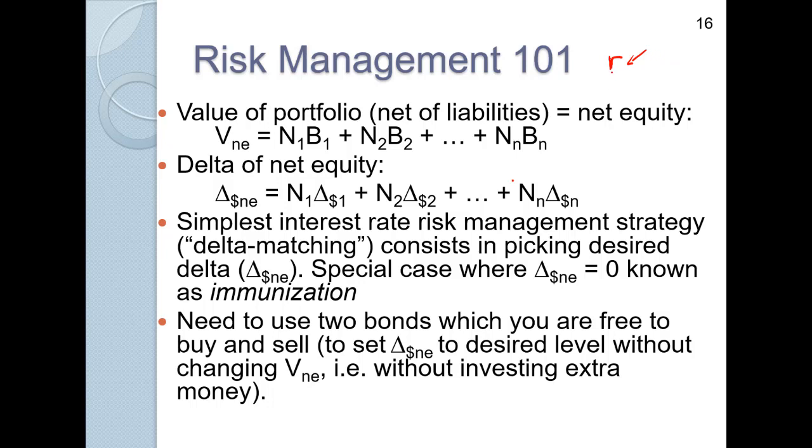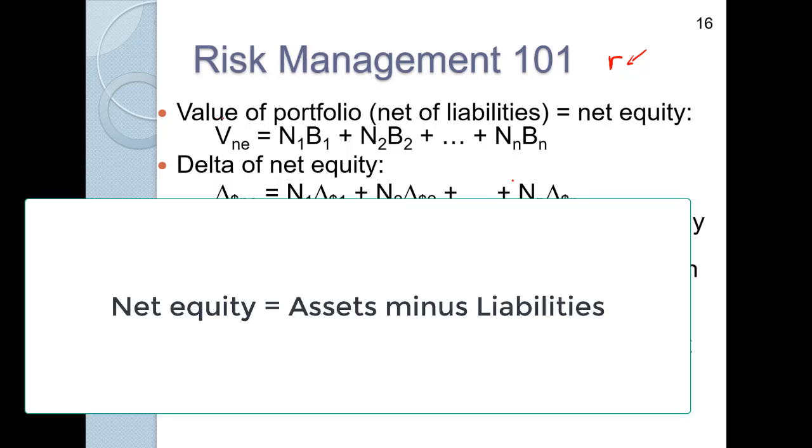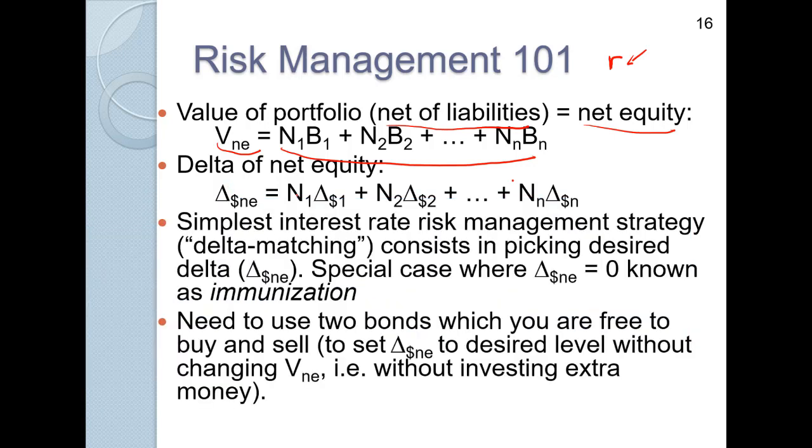So how do they do that? They can do it the following way. They take the value of the portfolio, and this value is net of the liabilities, and they equal it to the net equity. So basically, the value of the net equity is going to be equal to all the positions that you actually have in your portfolio. And then the second thing that you're going to do is compute the delta of your net equity given all the positions that you have in your portfolio.